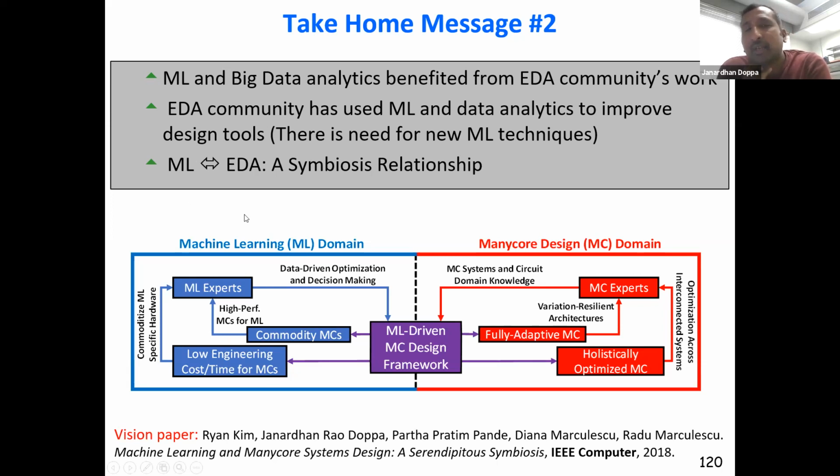And the last point is that there is a nice symbiotic relationship between machine learning and electronic design automation, especially in the context of mini-core design. Both machine learning and mini-core design experts bring some unique knowledge, and you want to work together to actually solve problems at the intersection of these two disciplines.